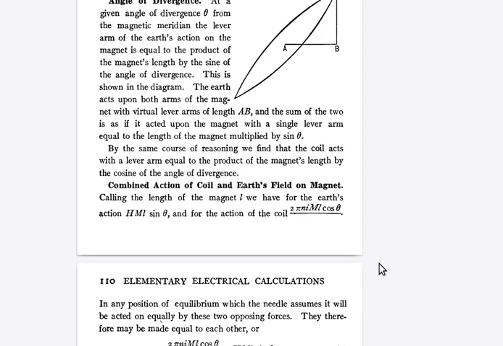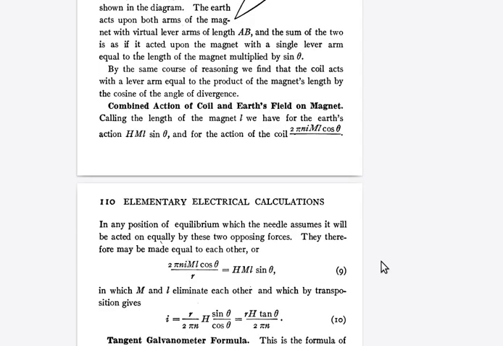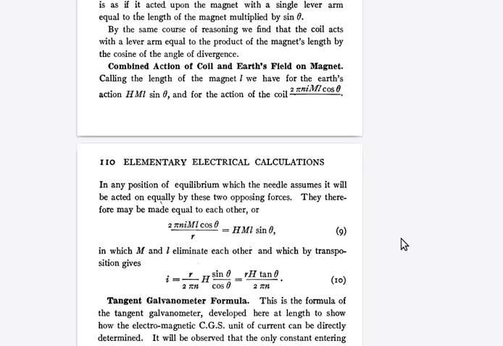By the same course of reasoning, we find that the coil acts with a lever arm equal to the product of the magnet's length by the cosine of the angle of divergence. Combined action of coil and Earth's field on magnet. Calling the length of the magnet L, we have for the Earth's action H M L sine theta. And for the action of the coil, 2 pi n I M L cosine theta. That is 2 pi times n times I times M times L times cosine theta.